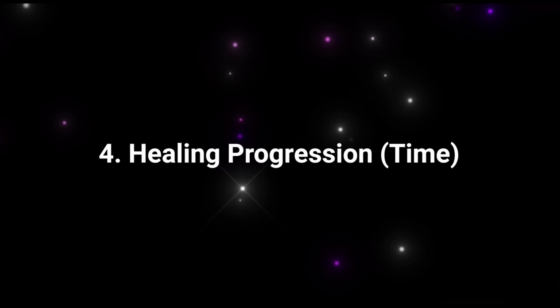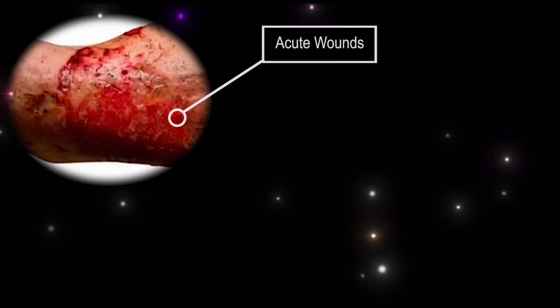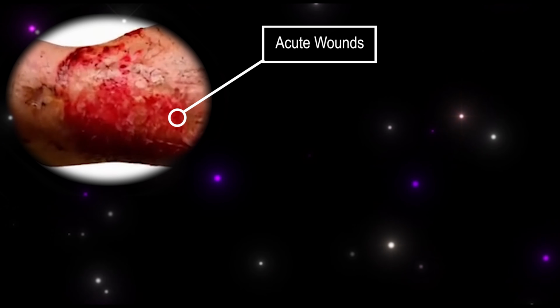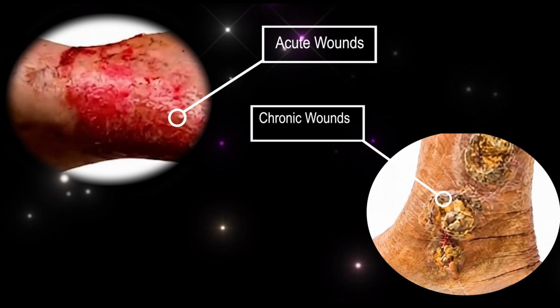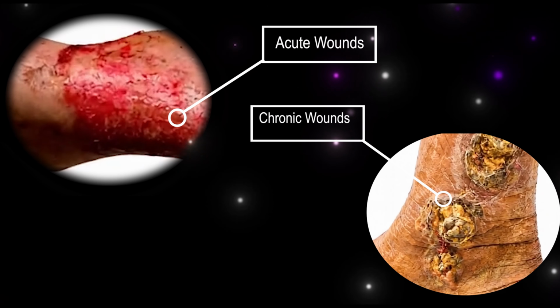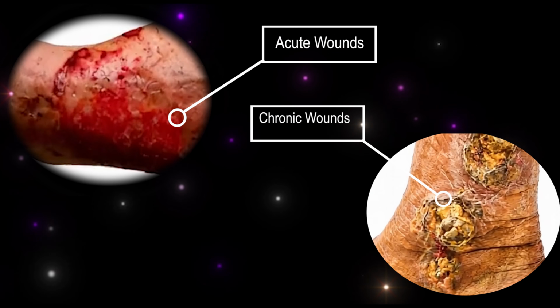Based on healing time, wounds are classified as acute wounds, which heal within 4 to 6 weeks. Chronic wounds persist beyond this time frame, often due to infections or underlying conditions.